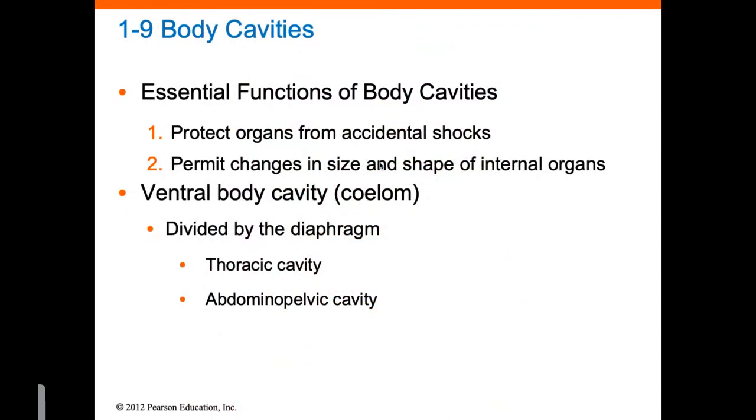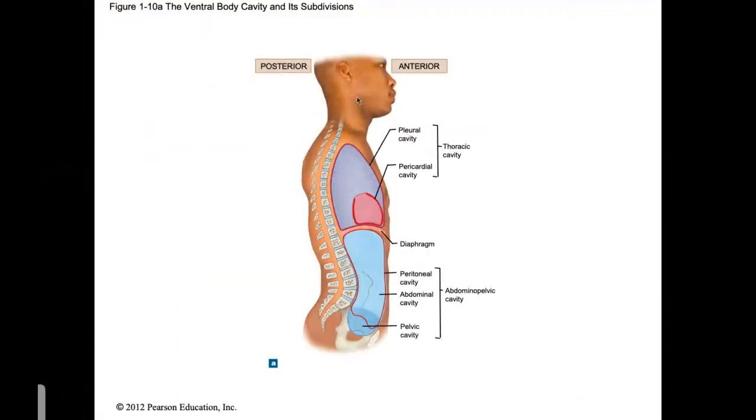Okay, we're getting close here to the end of this lecture, so we're talking about body cavities. And body cavities are designed to protect the organs against accidental shocks. It also allows change in size and shape of some of the internal organs. Let's take a look. We're going to show you the ventral body cavity. We're going to show you how the diaphragm is involved in separating the upper chambers from the lower chambers.